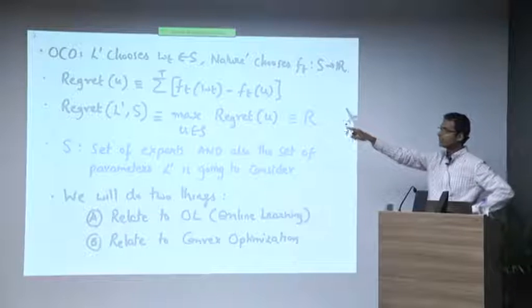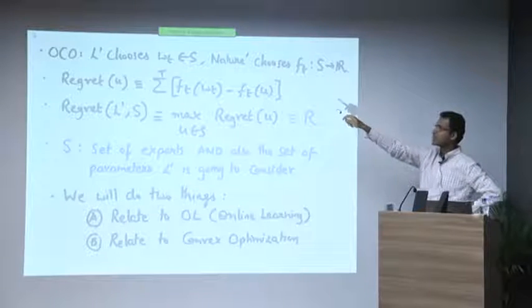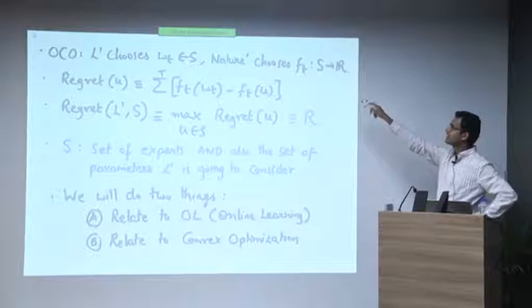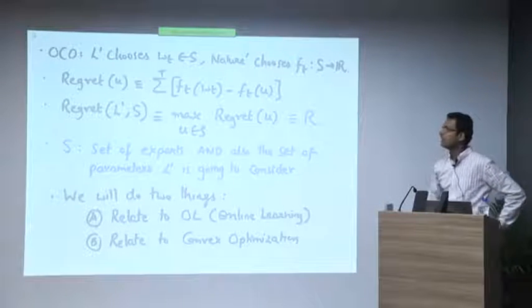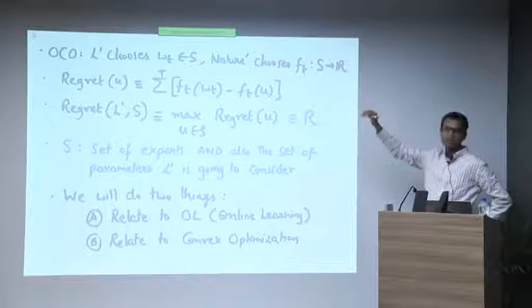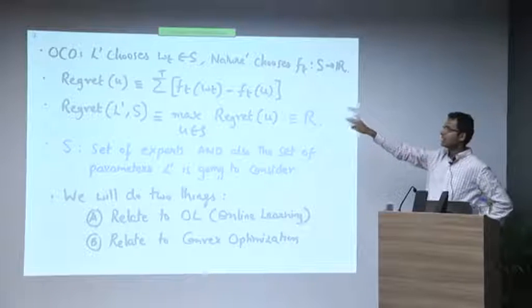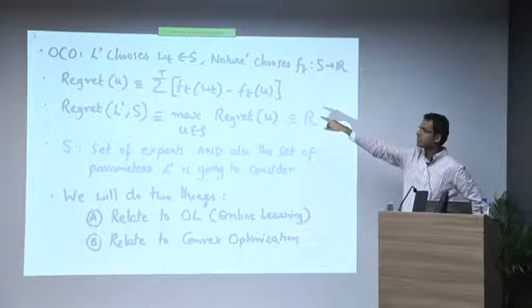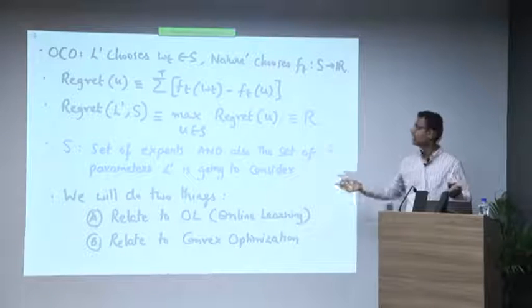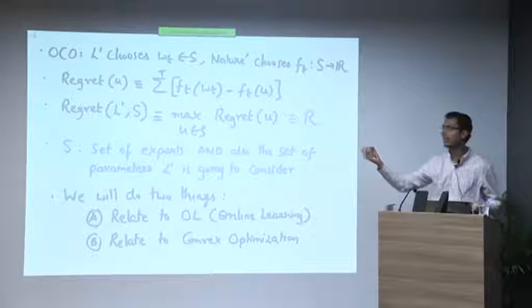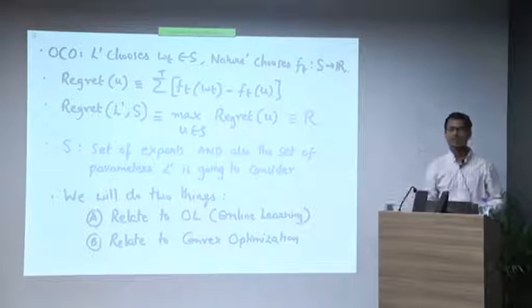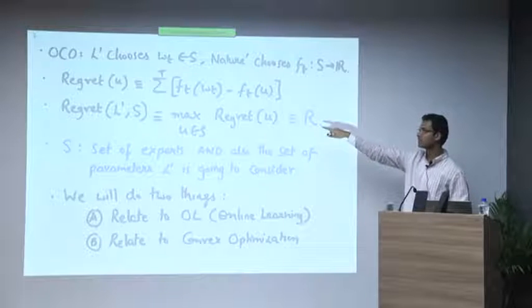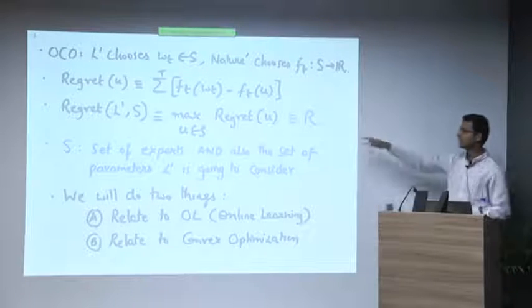Online convex optimization I've written as OCO for short. L prime chooses Wt in some set S, and nature prime chooses Ft, which is a function from that set to, let's say, the real numbers. In the online convex optimization game as well, I can define a regret, very similar to the regret we defined in online learning: the sum of the difference between the evaluation of Ft on the point you picked before seeing Ft, minus a particular fixed point U in that set S. The regret over the set S is the maximum of the previous regret, which is per point, over the set S. This is what I call the new regret in this game.